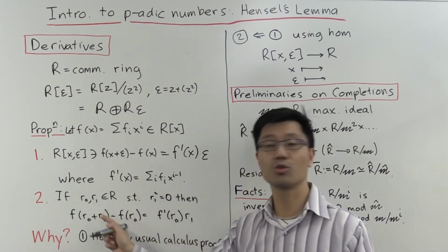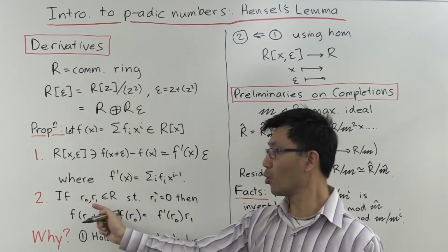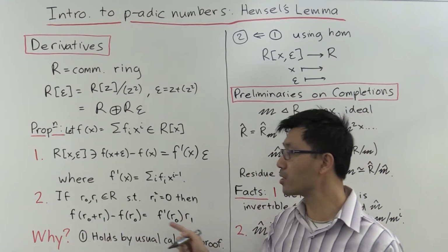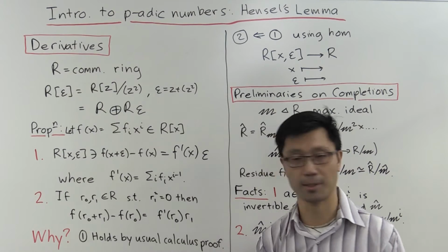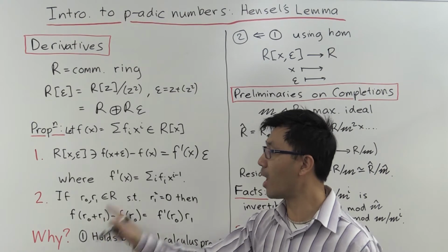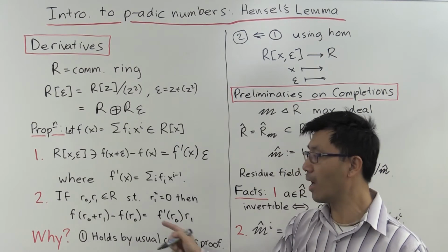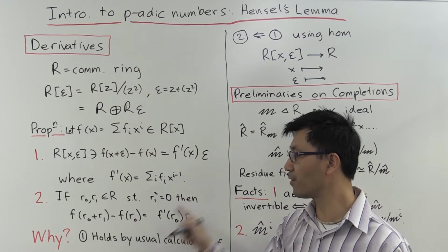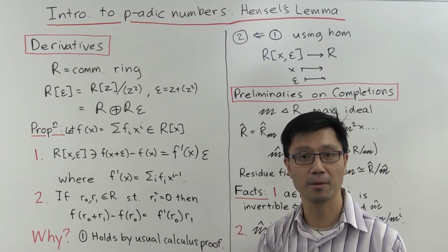And the version that we'll use of this is the following. It's more adapted to what we want to do. So we're going to pick two elements, R0 and R1, inside our ring. And let's suppose that R1 satisfies the same property as epsilon. Its square is 0 inside this ring. Then we can also substitute R0 plus R1 into this polynomial and subtract f(R0) from that. And the usual formula now holds. This is equal to the derivative of f. You have this polynomial, you substitute in R0, and you multiply this by R1.